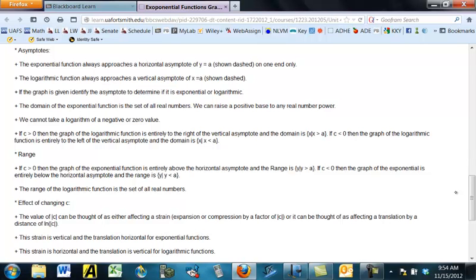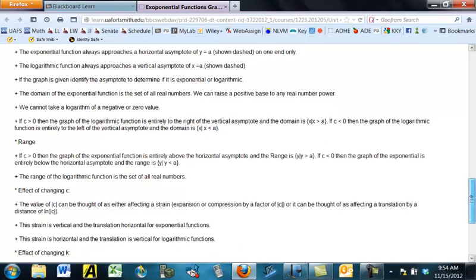Now, if we look at the range, if c is positive, then the graph of the exponential is entirely above the horizontal asymptote, and the range is y greater than a. And if c is less than 0, the graph of the exponential is entirely below the horizontal asymptote. Okay, so that gives you a range of y less than a. But the range of the logarithmic function is always the set of all real numbers. So that tells you something about the domain and range.